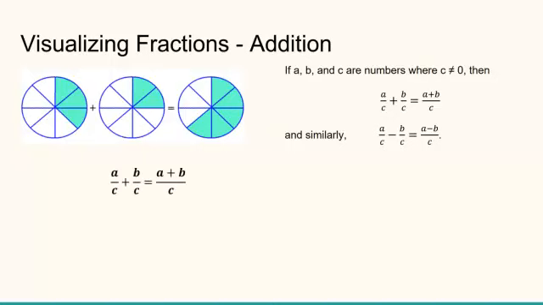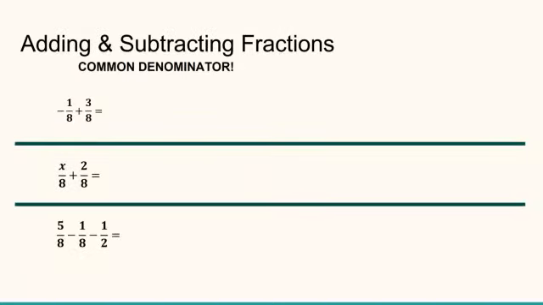So let's look at this problem. Notice I have the same problem that I had previously, and I want to show how this fancy definition works for what we did. 3/8 plus 2/8 equals 3 plus 2 out of 8, which equals 5/8. So let's do some of these problems.